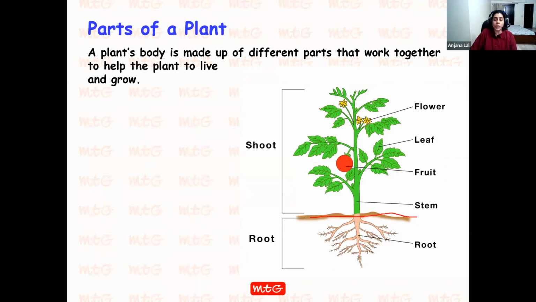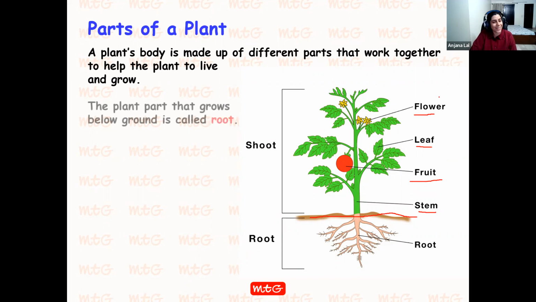The shoot system is again classified into different parts. There are stem, fruit, leaf, and flower. So the shoot system has different parts again. Okay, yes, Aditri, you've raised your hand. You have a doubt? No, ma'am, I wanted to say that the stomata helps the plant to breathe. The plant breathes from the stomata. Absolutely. And what part of the leaf is the stomata located? Is it on the top or on the bottom of the leaf? Upper side or lower side?